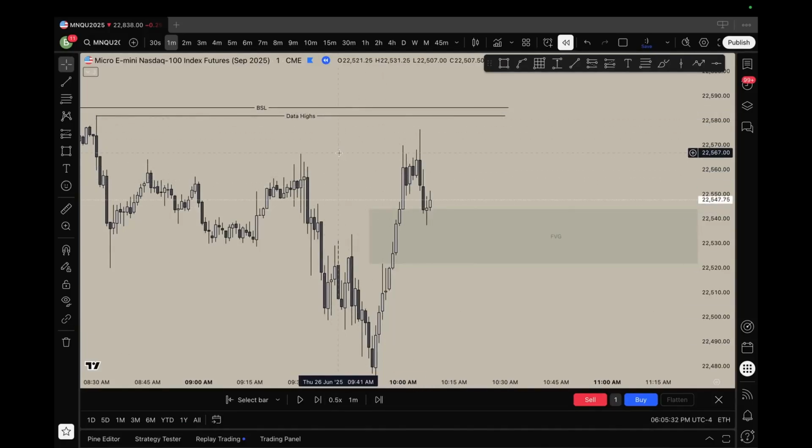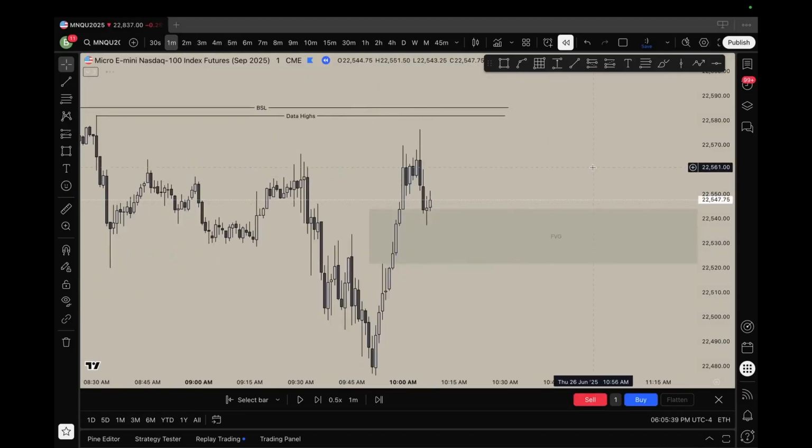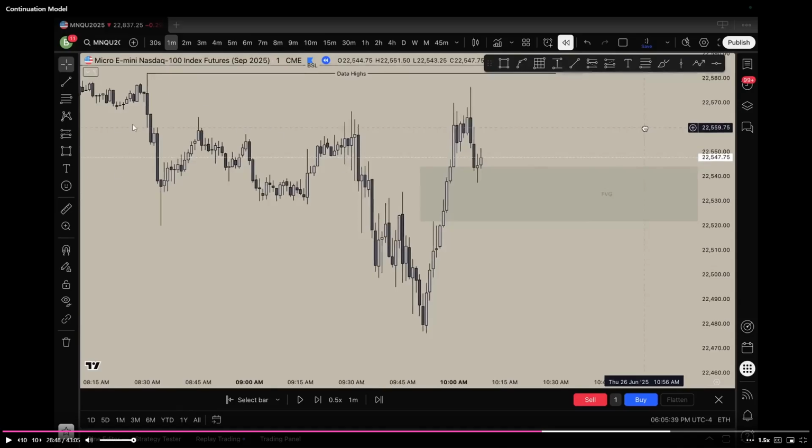So from here, we still have data highs intact, and we tap into this 5-minute gap, right? It is not necessary for price to sweep liquidity here, right? On top of that, we have data highs and data lows. Data lows probably get swept most likely, right? And what do we see? Probably go for data highs.